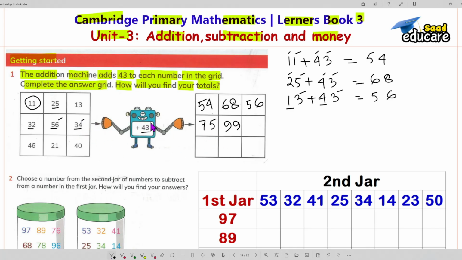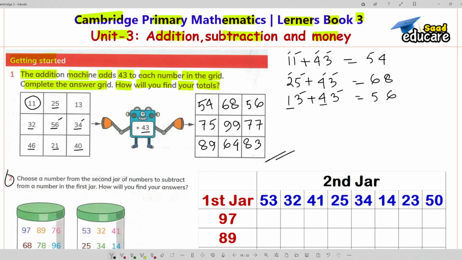34 plus 43. So 4 plus 3 is 7 and 3 plus 4 is 7, right? Now 46 plus 43. 6 plus 3 is 9, 4 plus 4 is 8. 21 plus 43. 1 plus 3 is 4, 2 plus 4 is 6. Now 40 plus 43. 3 plus 0 is 3, 4 plus 4 is 8. So I am trying to solve this one by one. If you have any question, please write a line in the comment section.